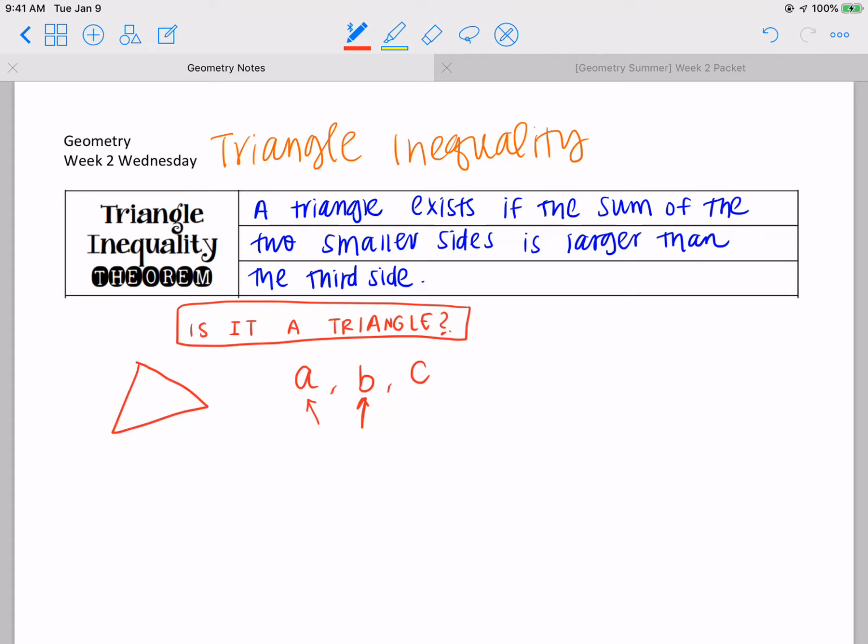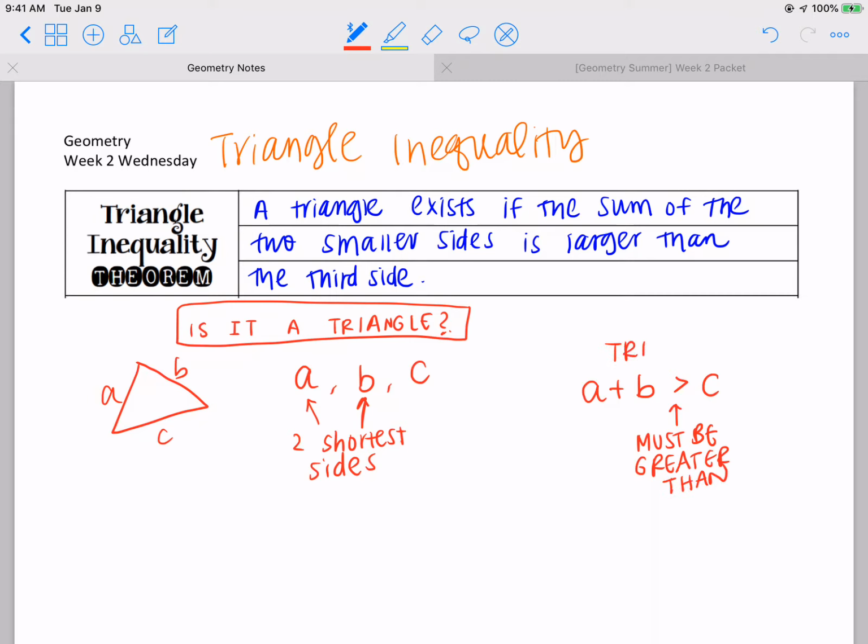So if you have a triangle, and we have A, B, C like this, there are two sides that are going to be the two shortest sides. Always look at the two shortest sides and add them up to see if it's greater than C, which is the last side. It must be greater. It can't even be equal. It has to be greater than. Then we can call this a triangle. If it's not, then you just say, nope, it's not a triangle.